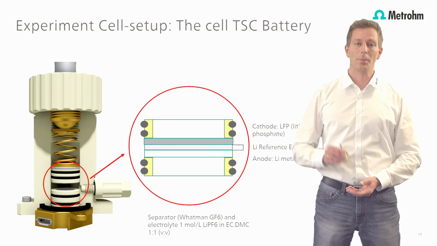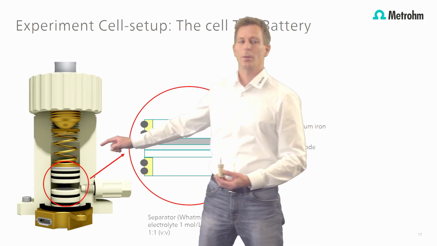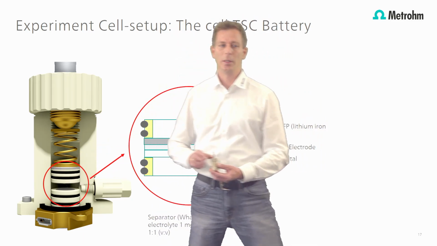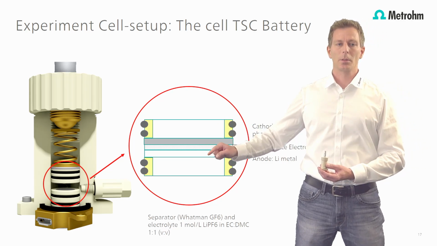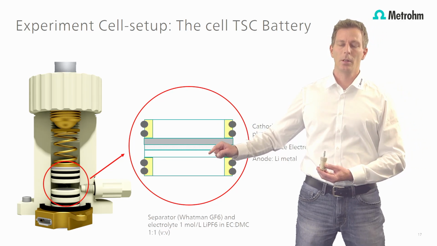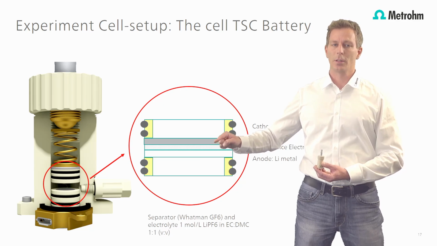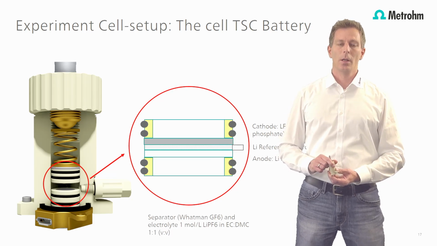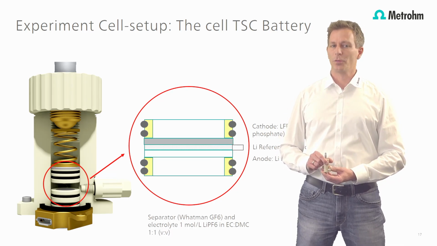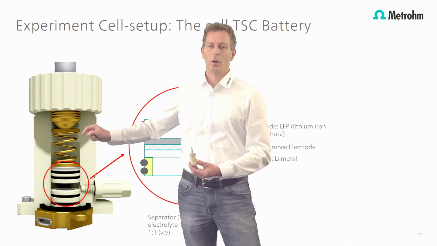Let's have a closer look at the battery cell, the TSC battery. It consists of two current collectors, the upper one and the lower one, and in between these current collectors the electrodes are located. The electrode on the bottom side is the anode. It consists of lithium metal, and the electrode on the upper side, this is the cathode. It consists of lithium iron phosphate. In between these electrodes there is the separator, which is soaked with an electrolyte, and the separator is a Whatman glass fiber filter. The spring is used to adjust the pressure on the cell.